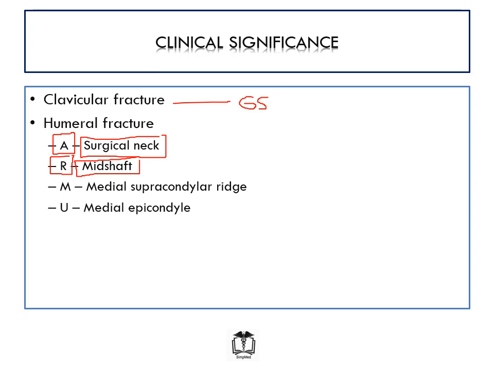And then finally, we have fractures at the distal part of the humerus, either at the medial supracondylar ridge or at the medial epicondyle. The medial supracondylar ridge is a part of the distal end that is above the medial epicondyle. If there's a fracture at the medial supracondylar ridge, the nerve that is most likely affected is the median nerve. If there's a fracture at the medial epicondyle, the nerve most likely affected is the ulnar nerve. Remember, the ulnar nerve is related to the medial epicondyle. It runs posterior to the medial epicondyle.